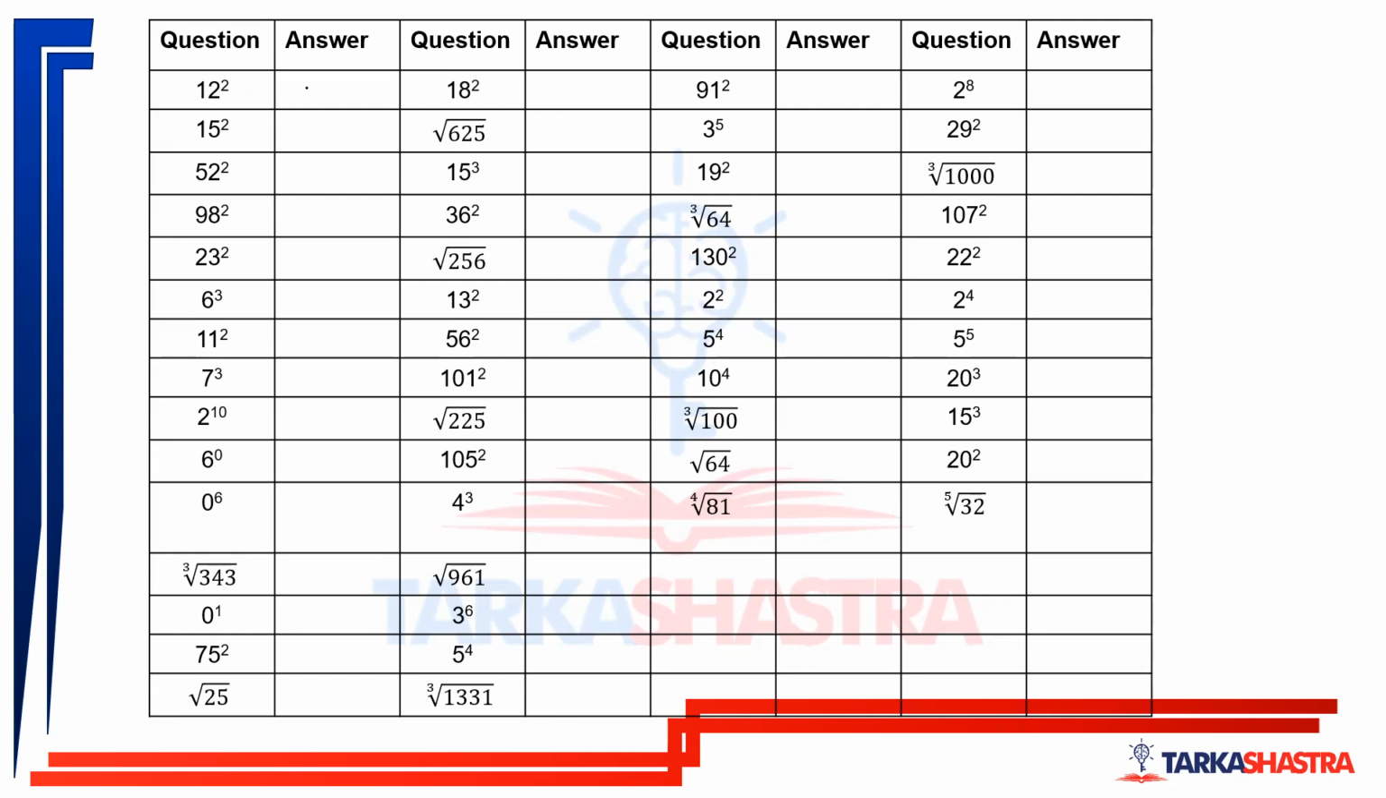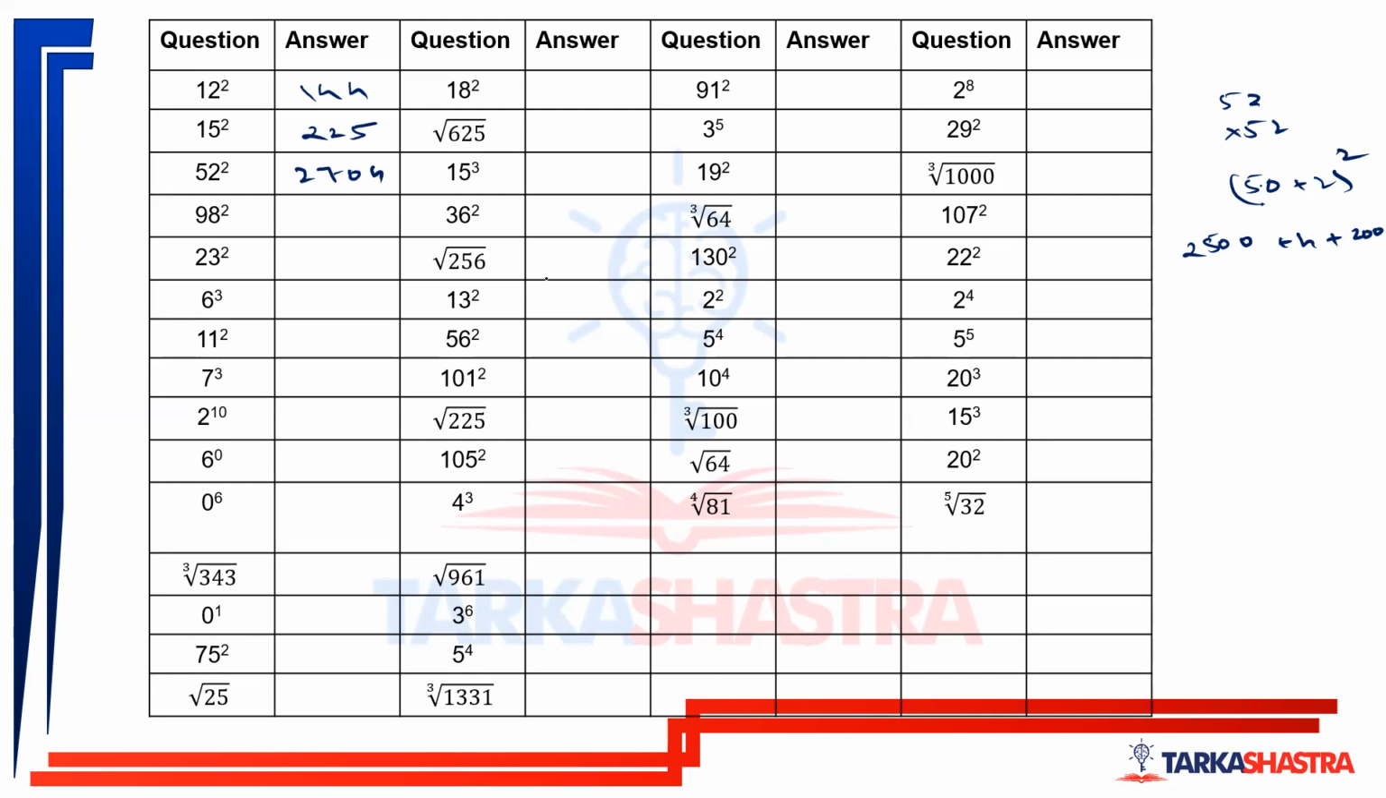Okay, so I am starting with it. 12 square 144, 15 square 225, 52 square. How will you calculate 52 square? So you can do 52 into 52 or 50 plus 2 square, which is 50 square 2500, 2 square 4 plus 2AB. So 2 into 50 into 2, that is 200. So that is 2704 is the square of 52.